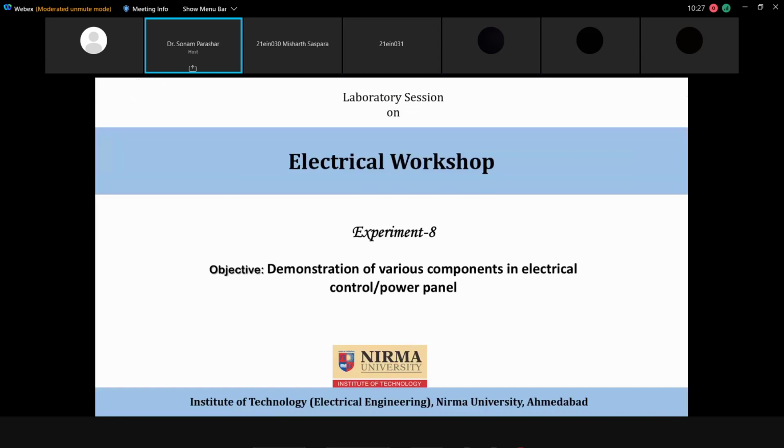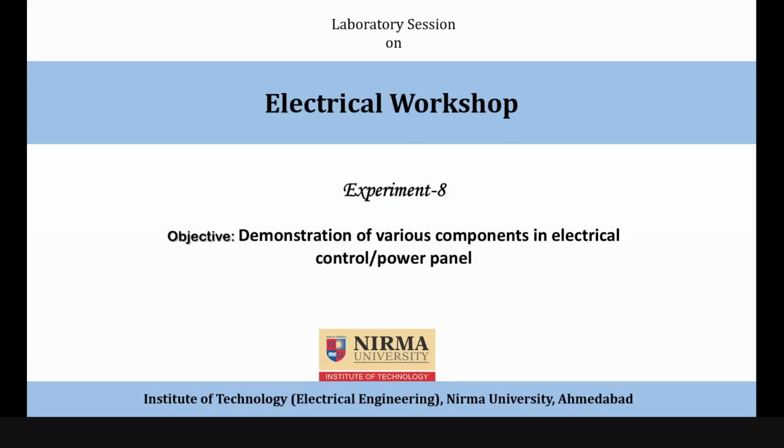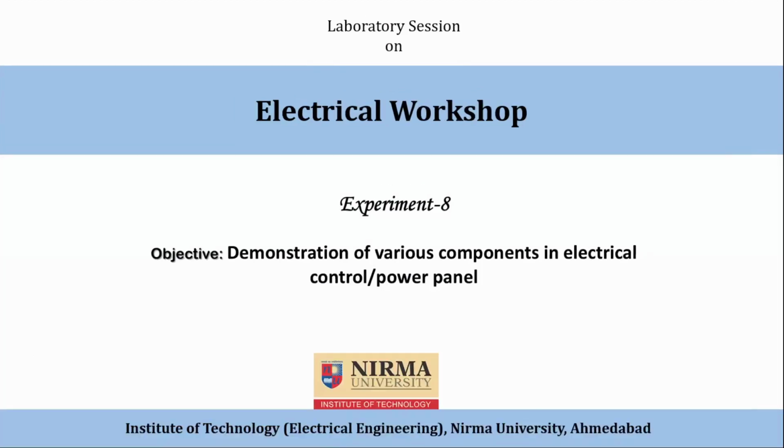Basically, the objective of experiment number 8 is demonstration of various components in an electrical power panel. In experiment number 2, you studied domestic wiring. In that case, we are using very nominal protection like MCBs and fuses. They are used for protection because domestic loads require very low current, domestic power demand is very less, and it is operating in single phase. So we can simply rely on those small protection devices.